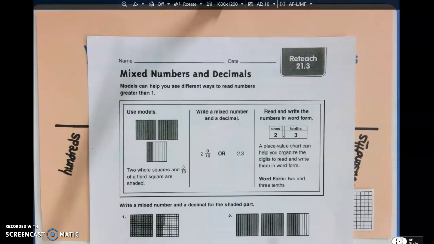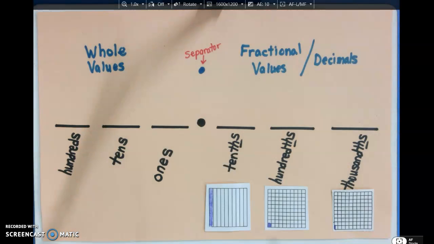Good morning. To be ready for our final math lesson of fourth grade, you will want your Reteach and Practice 21.3 in front of you ready to go as we learn about mixed numbers and decimals. You've been doing a good job with understanding how decimals work and how they can be changed from the fraction form into the decimal form.